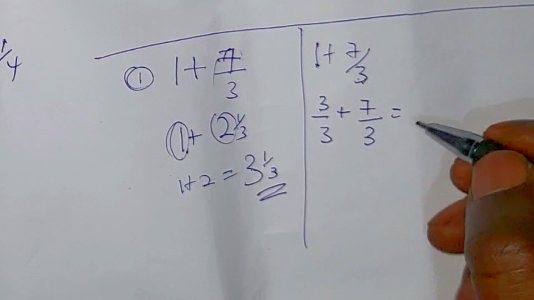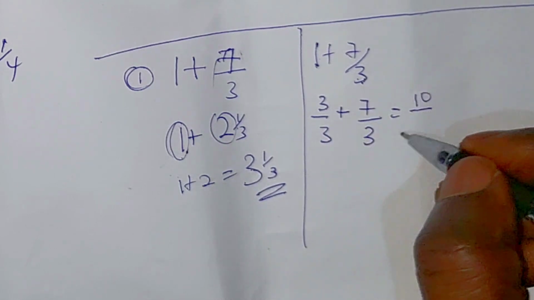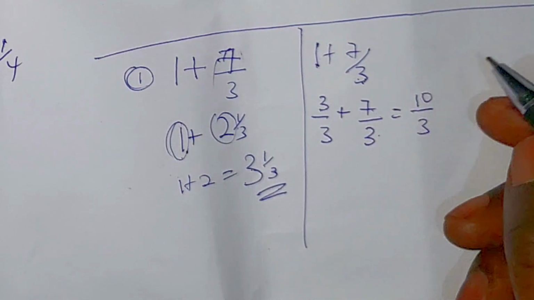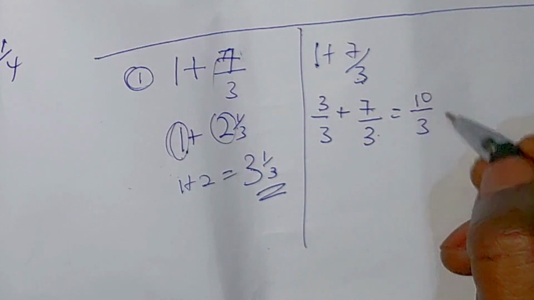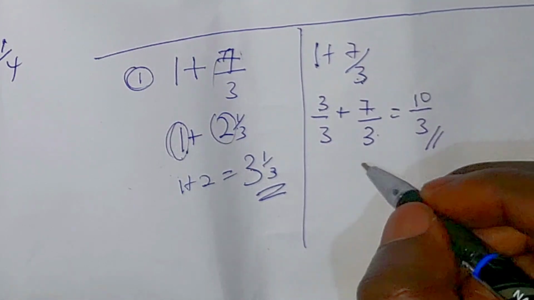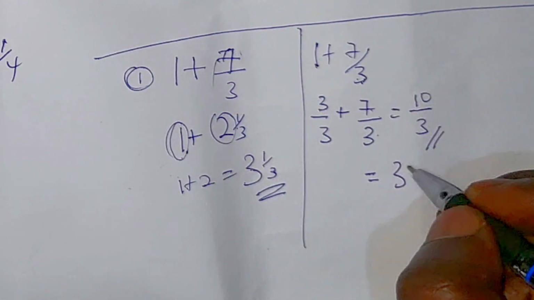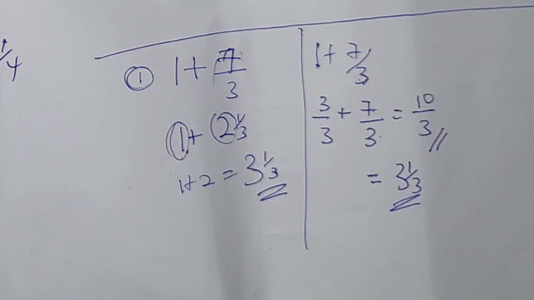So when we get something like this, we can easily add and get 10 over 3, because we said we can only add the numerators. Denominators, you choose one of them. Even if it's 10 of them, you can only choose one. Then 10 over 3 is the answer, or you can change the answer to a mixed fraction and get 3 remainder 1 over 3, like this. Or you can even change to decimal if you want to. So this is the first example. Let's move on to another example.